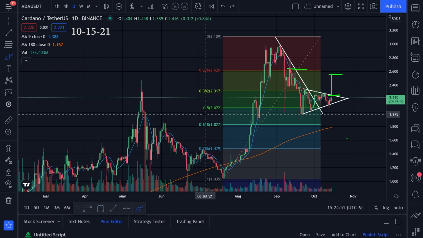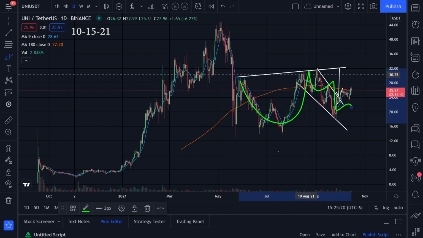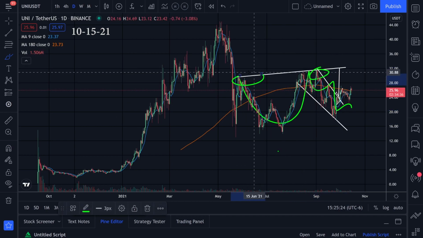In my next video, we'll be checking out Uniswap. I'll kind of show you the patterns that I'm looking at and the levels that I'm watching on that chart.